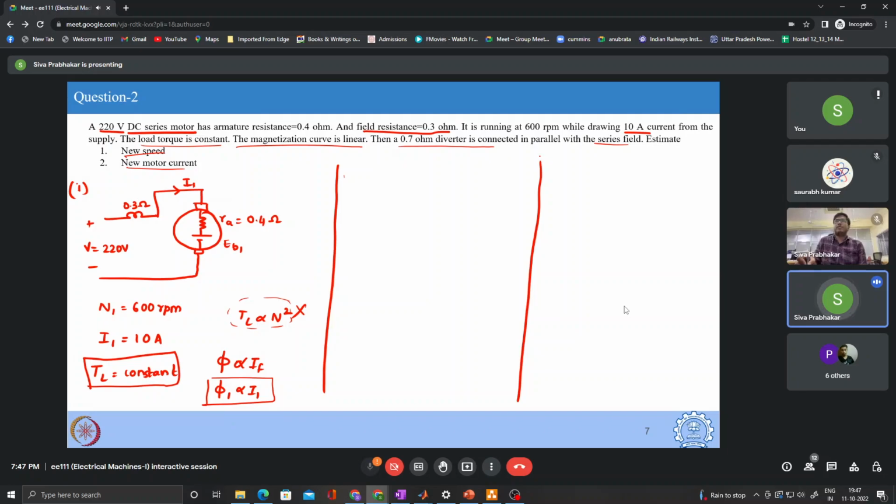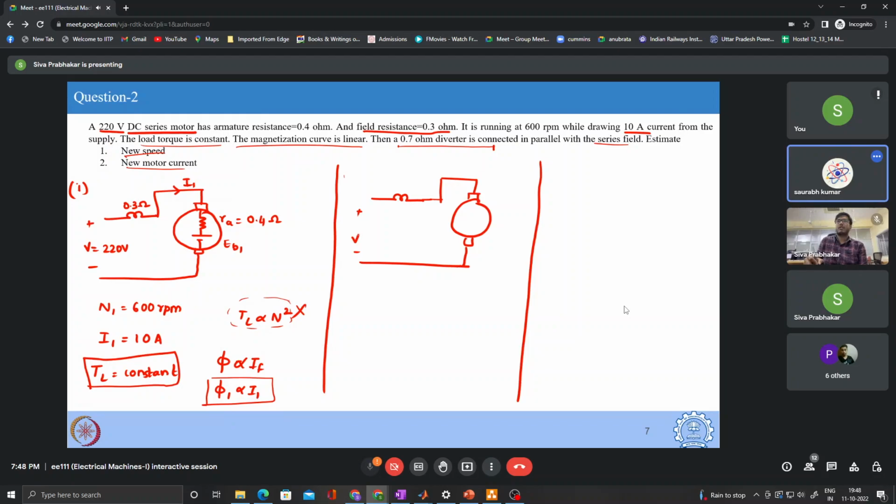So let's identify what is given in case 2. It is mentioned that a 0.7 ohm diverter is connected in parallel with the series field. Now this is the series field, so in parallel to the series field, this is our circuit. I'm not disturbing this part. This part remains the same.